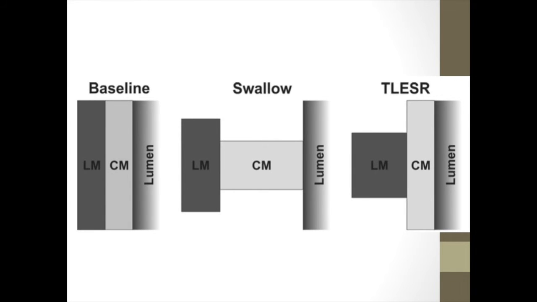Finally, in the TLESR panel on the right, it shows that the CM is actually thinner and longer than the LM is, which in this case is actually thicker and shorter. In comparison to the baseline on the left, it appears that the CM is actually quite the same, while the LM is shortened and thickened drastically.